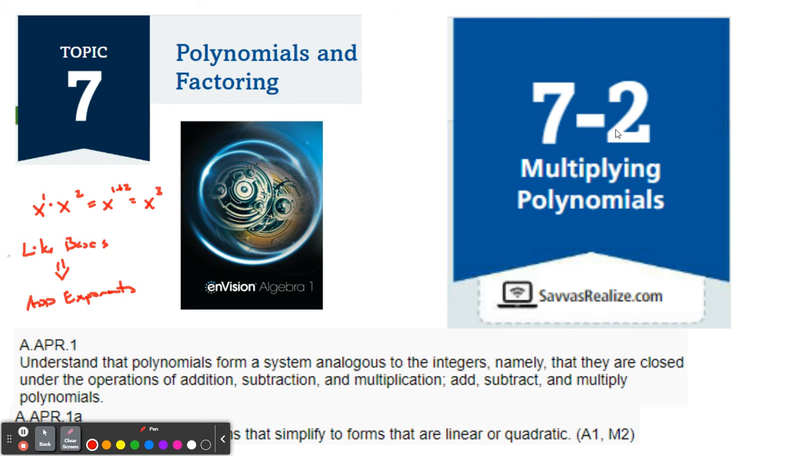So today, your exponents are going to change. This is something special that happens when you multiply, not when you add or subtract polynomials, but when you multiply polynomials. So let's get right to it.